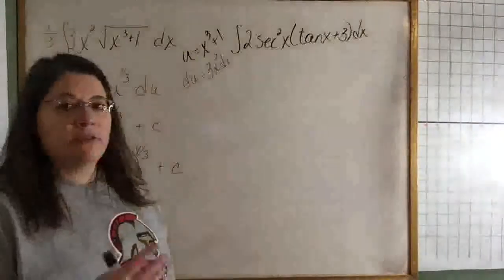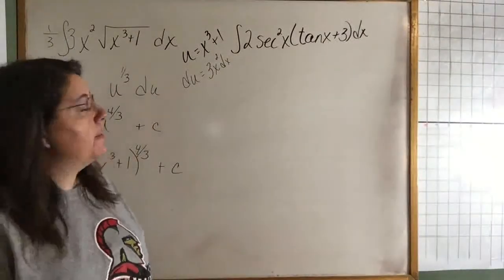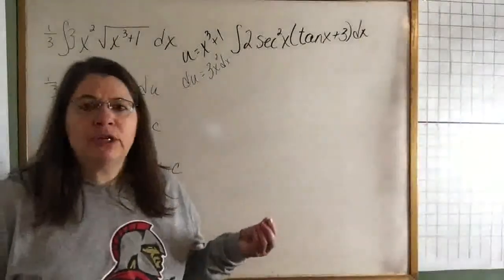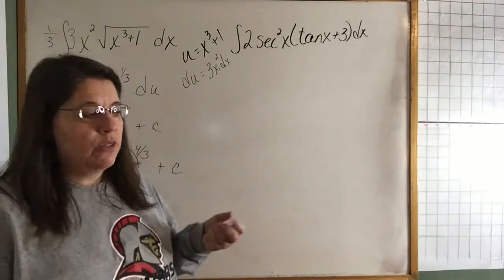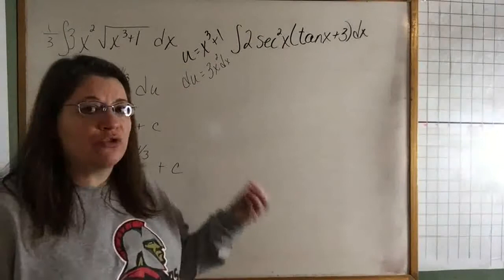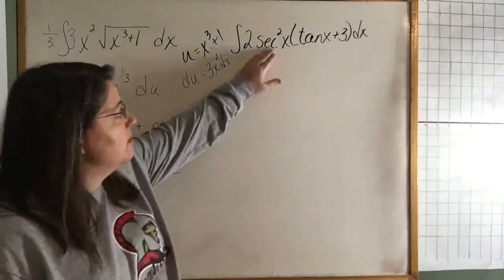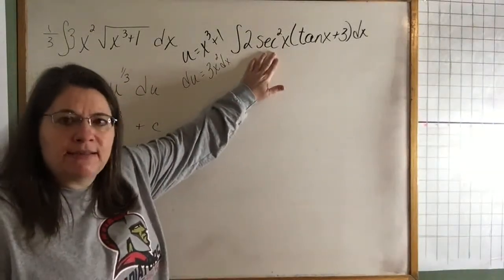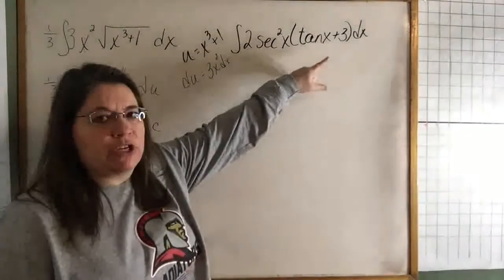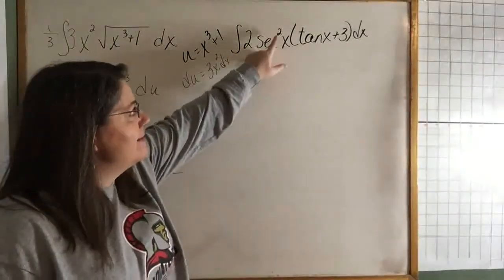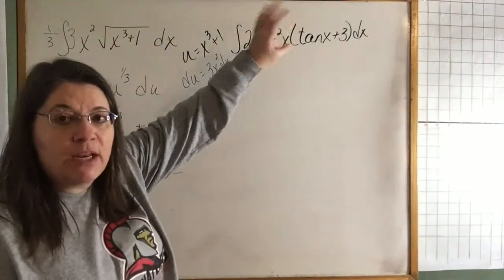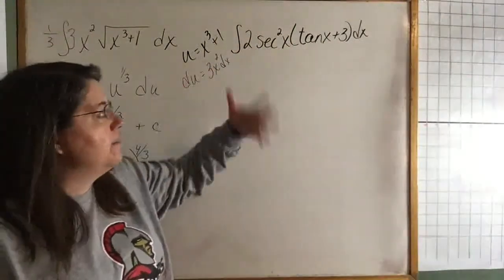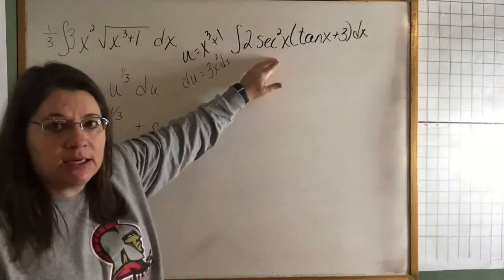plus c. Sometimes we'll have trig functions that we have to deal with. When you have trig functions, you need to look for the derivative of one of the functions. So think about the function you have and what its derivative would be. Now, if you think about secant squared, the derivative of secant is secant tangent. I don't have a secant tangent here, okay? And that's a secant squared, so we would need to use a chain rule for that. So we don't have the derivative of secant.